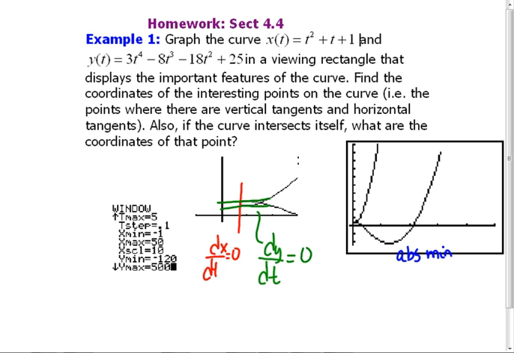You could do calculus. Because what's dx/dt? That would be easier, isn't it? What's dx/dt? 2t plus 1. When is that 0? When 2t plus 1 is equal to 0. So t equals -1/2. Let's go back to the graph.